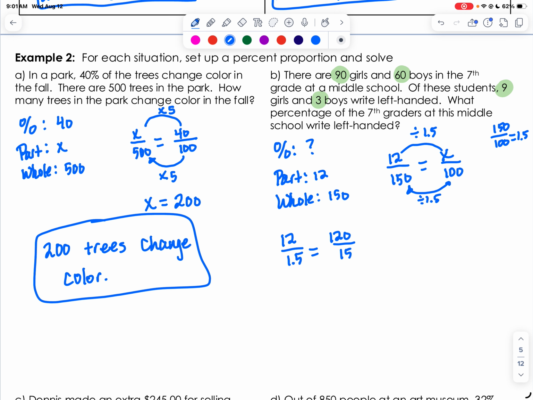All right, so let's see if I can simplify that. If I divide these both by 3, 120 divided by 3 would be 40. 15 divided by 3 would be 5. And 40 divided by 5 is 8. So 8% of the 7th graders write left-handed.